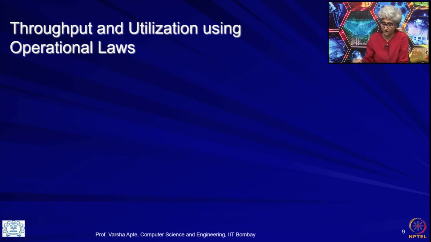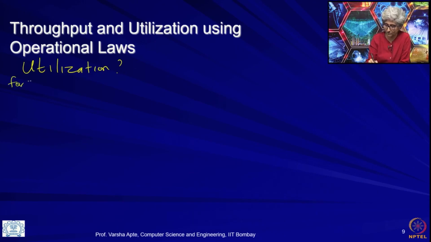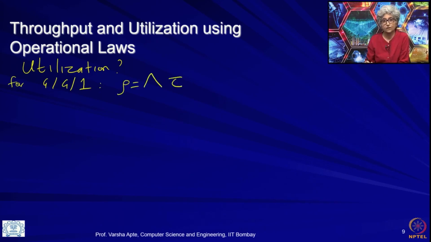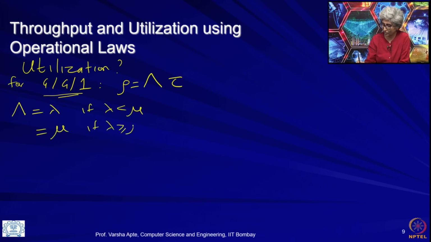How about utilization? Obviously, we talked about single server utilization, we said for a single server, GG1, rho is going to be equal to throughput multiplied by tau. But now can we further discuss if it is an infinite buffer, what happens? We know that the throughput is equal to small lambda if lambda is less than mu, and is equal to mu if lambda is greater than or equal to mu.